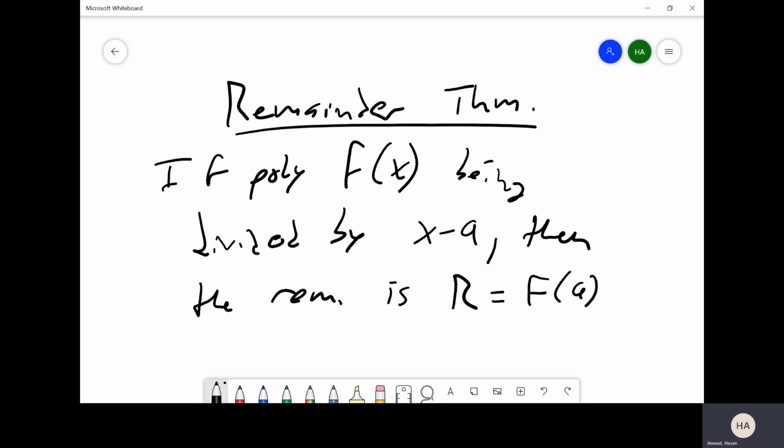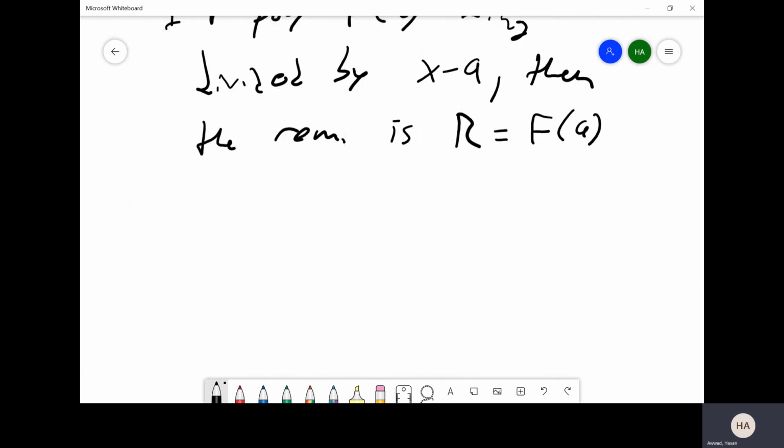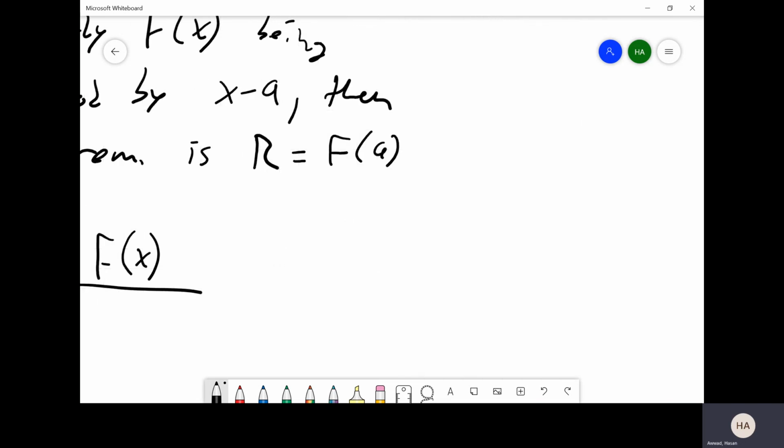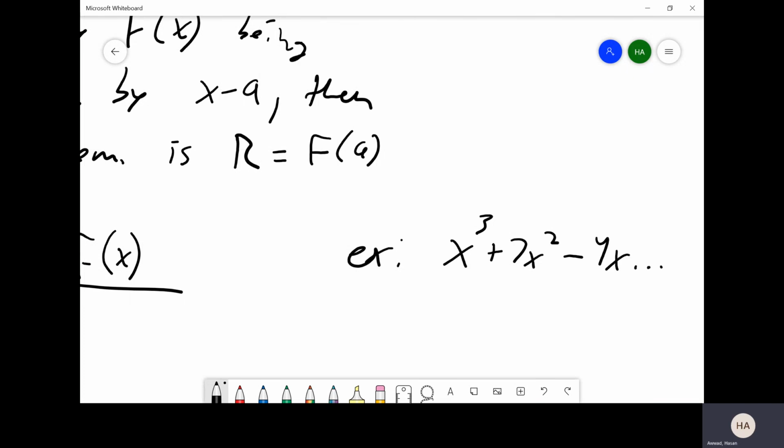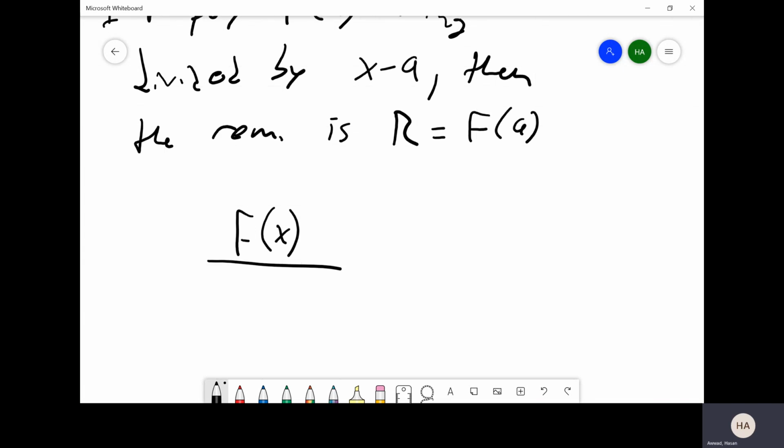Okay, let's break down what this means. You have some sort of polynomial up top, f of x. What do I mean by some sort of polynomial? Remember, polynomials are always in descending order. For a quick example, you could have x cubed plus 7x squared minus 4x, and so on. The entire idea is you have a polynomial up top, and you're dividing by something in the form of x minus a. Now, the remainder theorem doesn't tell you the full answer. It's not going to tell you what the division comes out to be, but it tells you exactly what the remainder comes out to be.